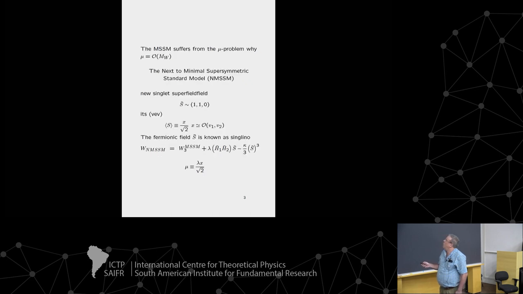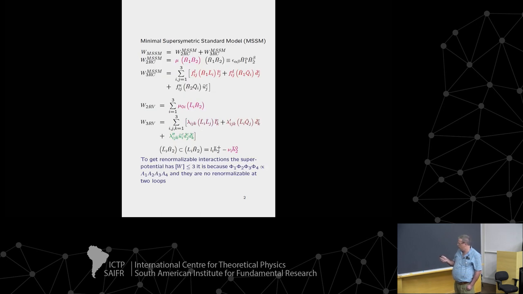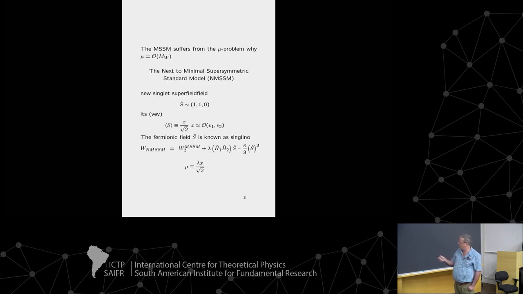But then, why do you need to consider another kind of model? The reason is here. When you have to get the spectrum of masses for neutralinos, we need to put the mu parameter at values of the order of the W mass. And that is what we call the mu problem.